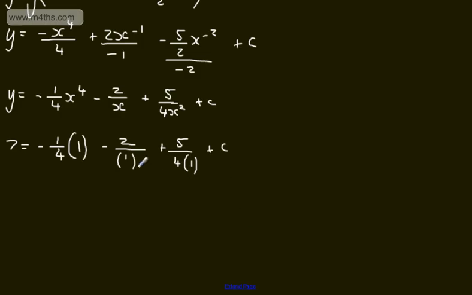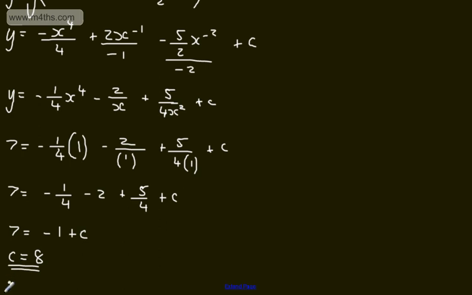This will allow us to solve for c, so we've got 7 will be equal to minus 1/4 minus 2 plus now 5/4 plus c. So 5/4 minus 1/4 is 1, minus 2, that's going to give us minus 1, so we can say 7 is equal to minus 1 plus c, and that gives us now that c is equal to 8.